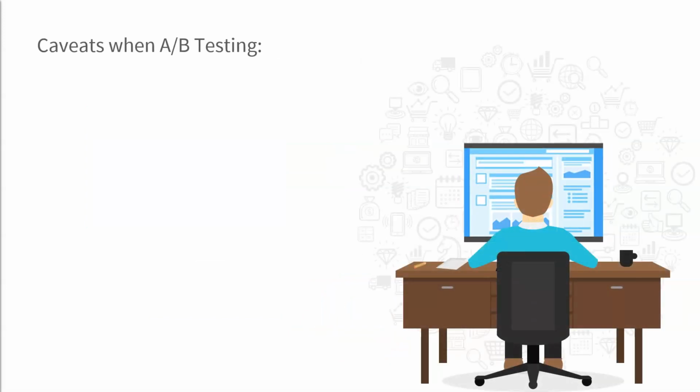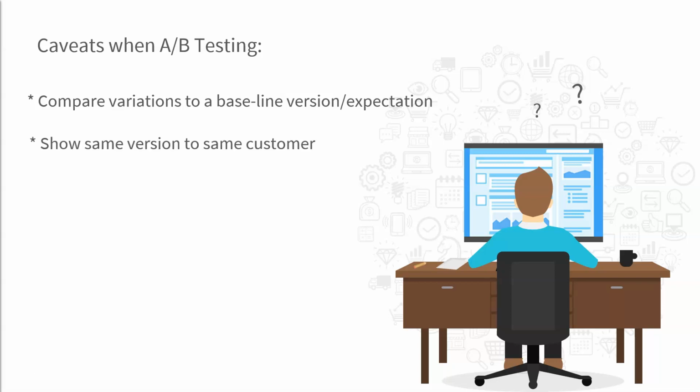Some of the caveats to think about. First, you need to gather baseline data from an existing version or expectations so that you know what you're trying to improve against. You can't improve what you can't measure, right? You also want to show the same versions to the same customer. I mean, think about it. If your customer came to a landing page, saw one experience, wasn't really sure what they wanted to do, left your website, did some other things on the internet, and then came back and saw a new variation and then hit the goal, which version sent them over the edge? Was it the one that they saw first or the one that they saw second?